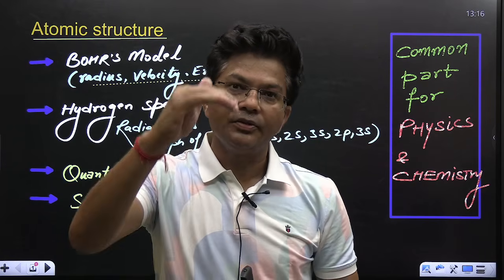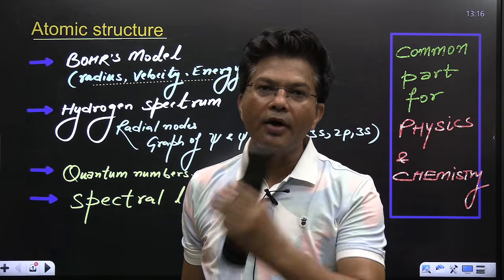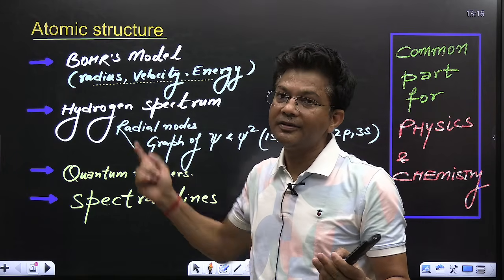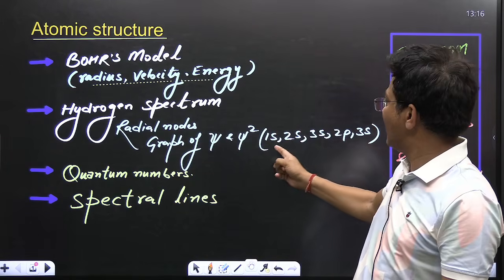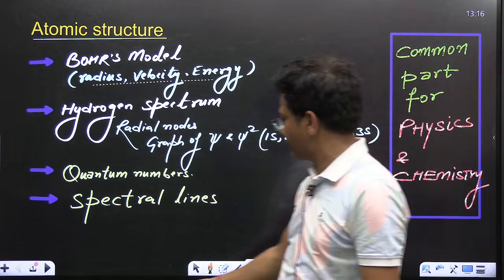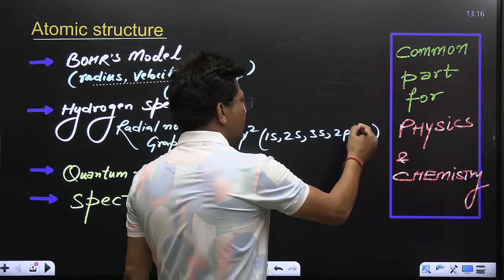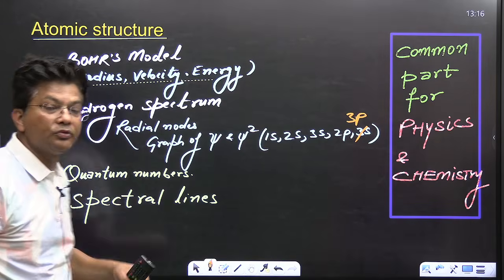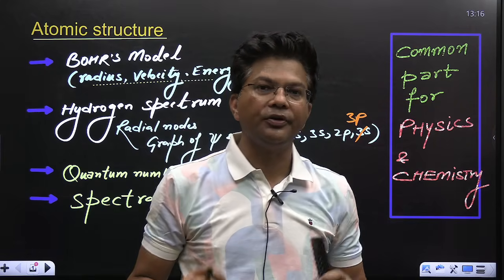The jump, the spectral lines, and then your quantum numbers and radial nodes, and then, yes, graphs for psi and psi square, for 1s, 2s, 3s, 2p, and 3p. My dear friends, these graphs are very, very important for Schrodinger's graph this year.